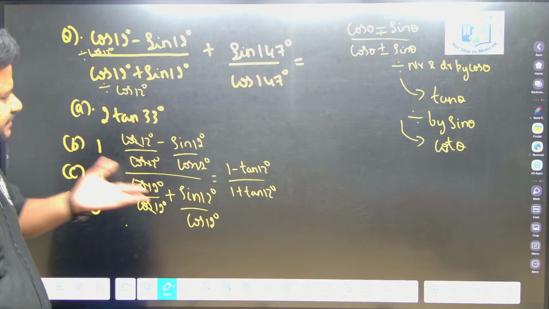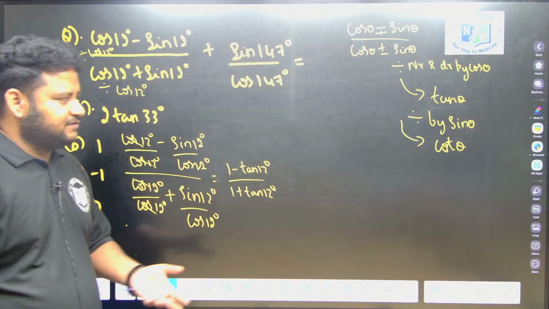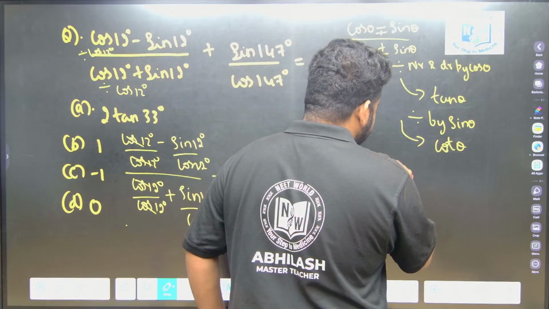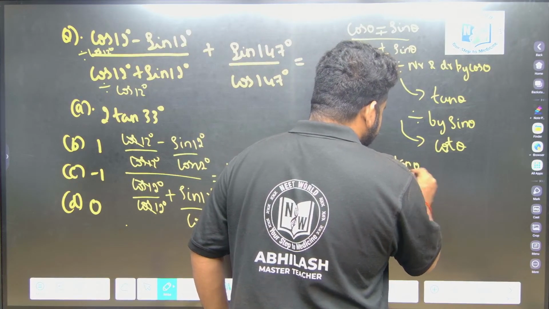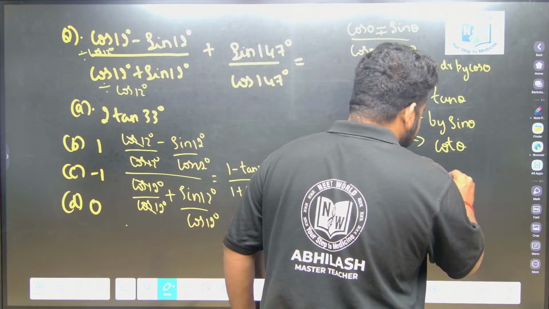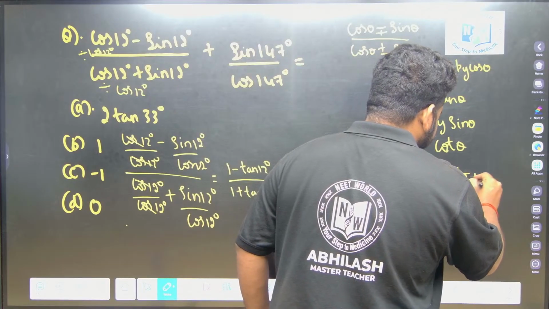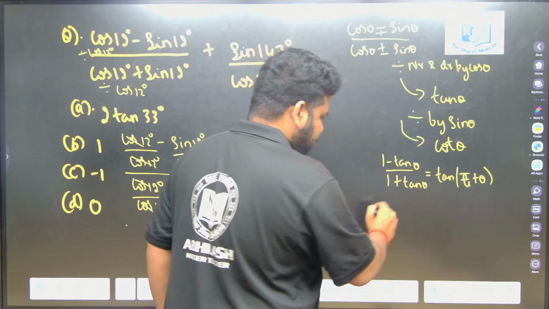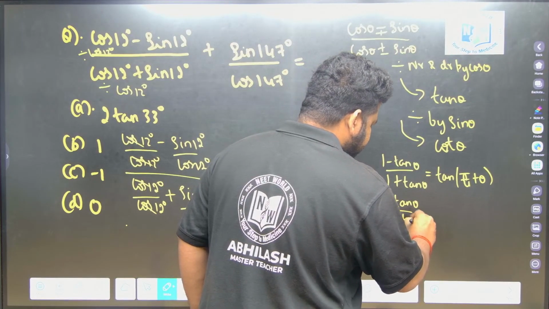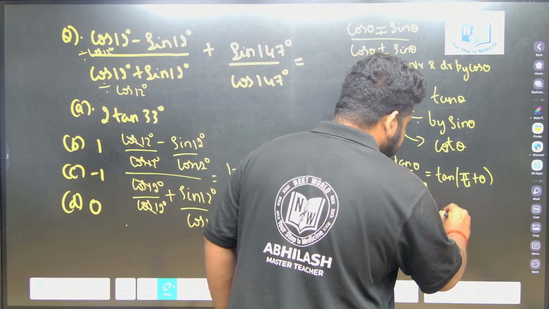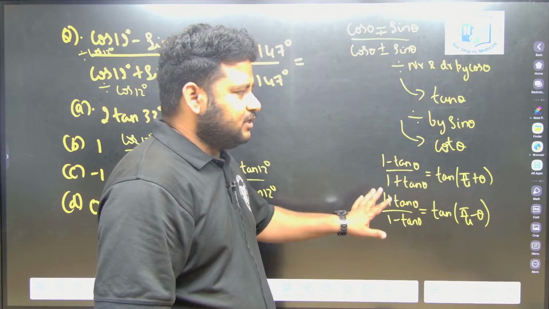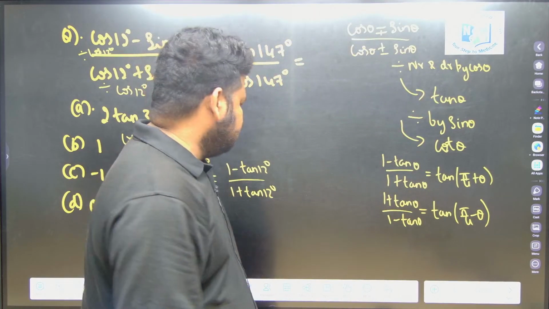So, for this we have a very important result, I will tell you now, but you can remember the result like this. If it is having 1 minus tan theta by 1 plus tan theta, this can be written as tan of pi by 4 plus theta, and similarly the other way around, 1 plus tan theta by 1 minus tan theta can be written as tan pi by 4 minus theta. So, why is it coming like this?